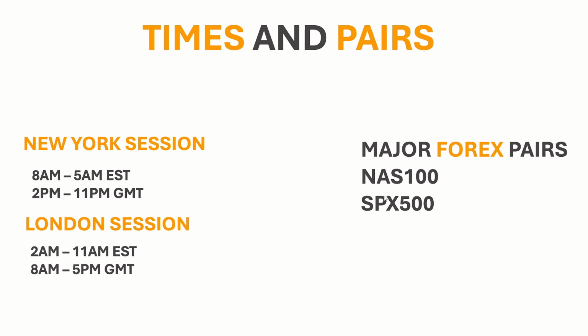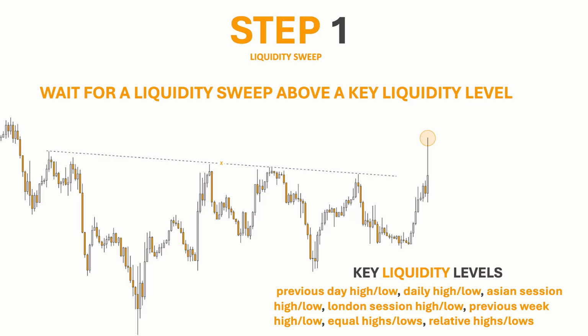So moving on, I will summarize the Turtle Soup in 5 simple steps, starting off with our liquidity sweep. We want to wait for a liquidity sweep above a key liquidity level. So right here, we have relative highs, equal highs, whatever you want to call it. These are relative highs to me. And we see market has taken out these equal relative highs, and have your key liquidity levels right here. You can go read through them yourself. You can pause the video right here, read through them.